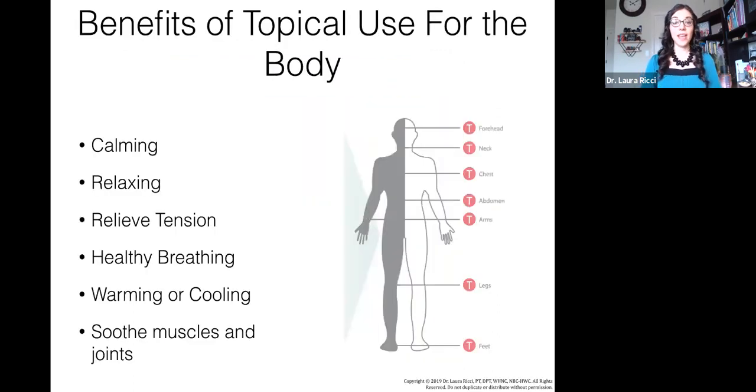There's a lot of benefits and a lot of different areas of the body that we can use essential oils topically to help us. They can be very calming, very relaxing, maybe to relieve tension. Maybe you're having head or neck tension, even for healthy breathing. If you're somebody that struggles and needs a little bit of respiratory support, we can use those oils topically for you. Again, that warming or cooling sensation. Maybe you're having discomfort in the muscles, in the joints, and you just want to help to soothe those areas. So there's lots of different areas that we can apply the essential oils to support us and help us.